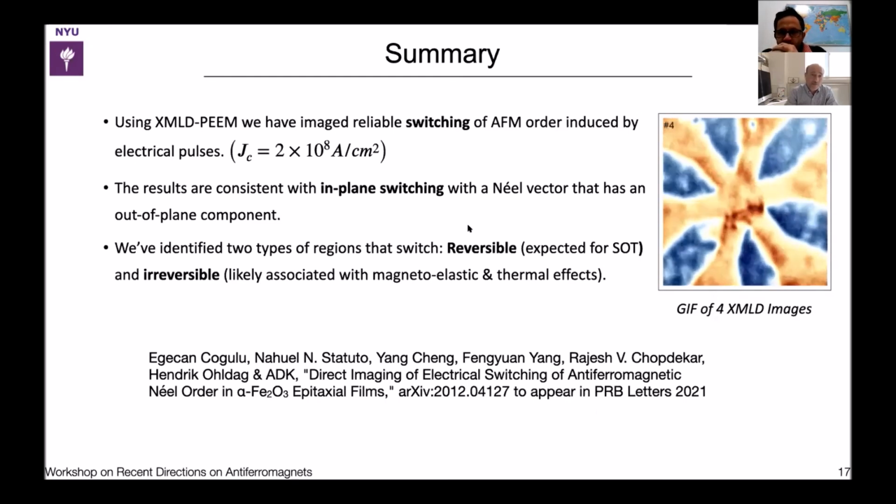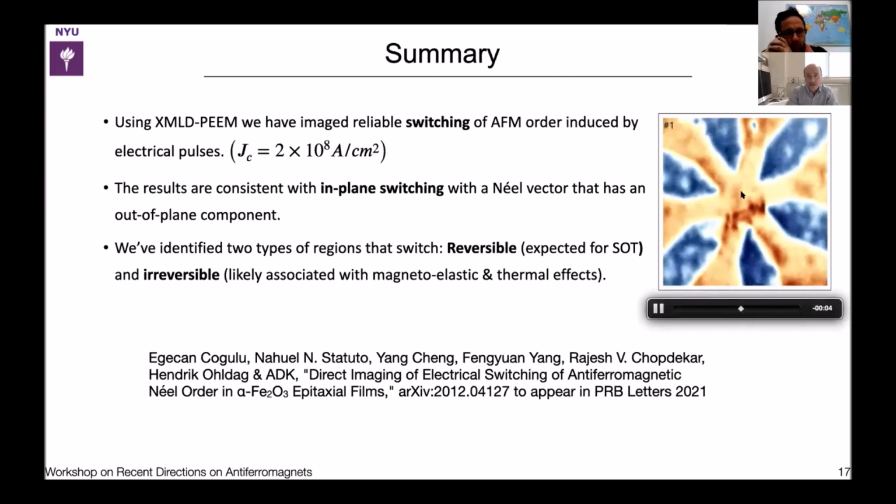And we've identified two types of regions. Reversible switching almost always occurs in the region where the current flows, and irreversible switching occurs outside the region, and also in regions where the current density direction doesn't change significantly. For example, in this arm of one of the Hall crosses, most of the current changing is in the central region of the Hall cross.